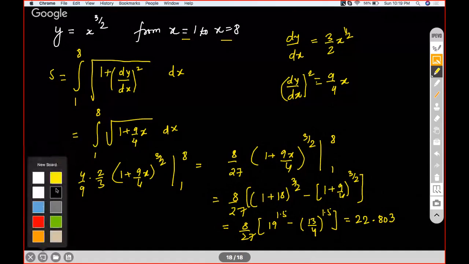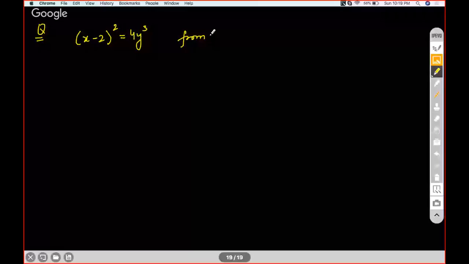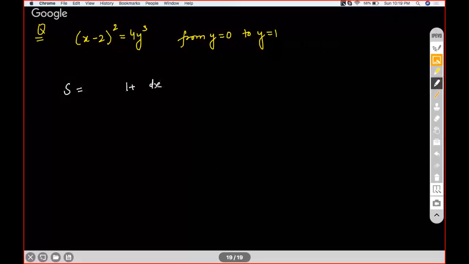One more I'll take with respect to y now. Find the length of the arc up to 3 decimal places of the curve (x minus 2)² equal to 4y³, from y equal to 0 to y equal to 1. So you can write it like this if you want.